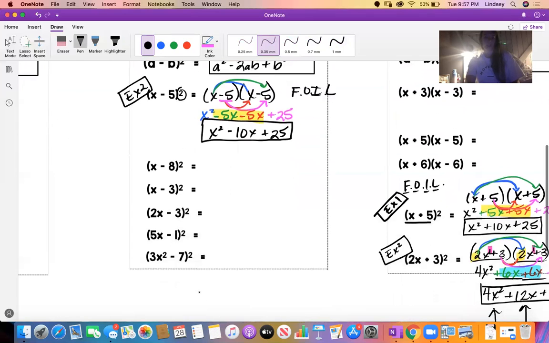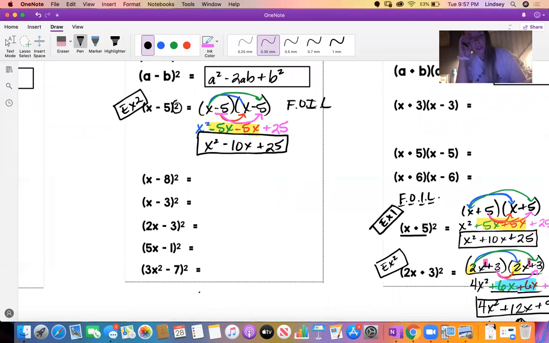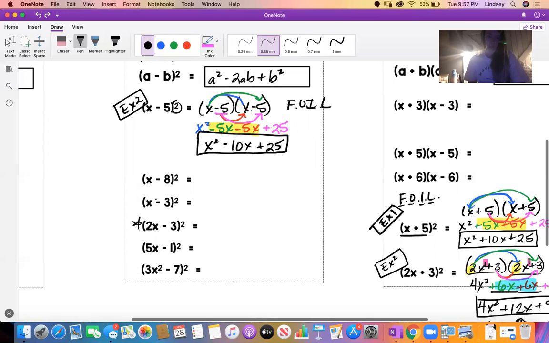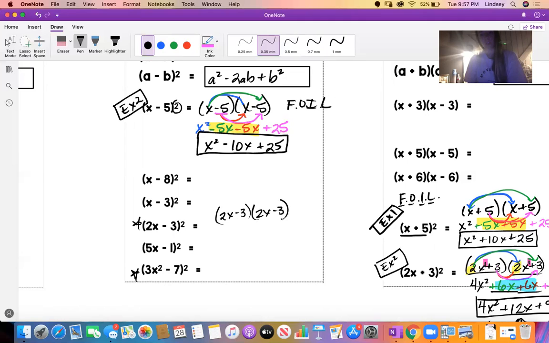All right, we're going to practice a few of these. I'm going to maybe do 1 or 2 examples, and then I'm just going to put the answers to the other ones so that you can practice on your own and do it. Okay, so the ones I'm going to do is I'm going to do this one and this one, because those look very similar to the ones we've already done. Okay, so the first one I have is 2x minus 3 squared. So I'm just multiplying by 2x minus 3.